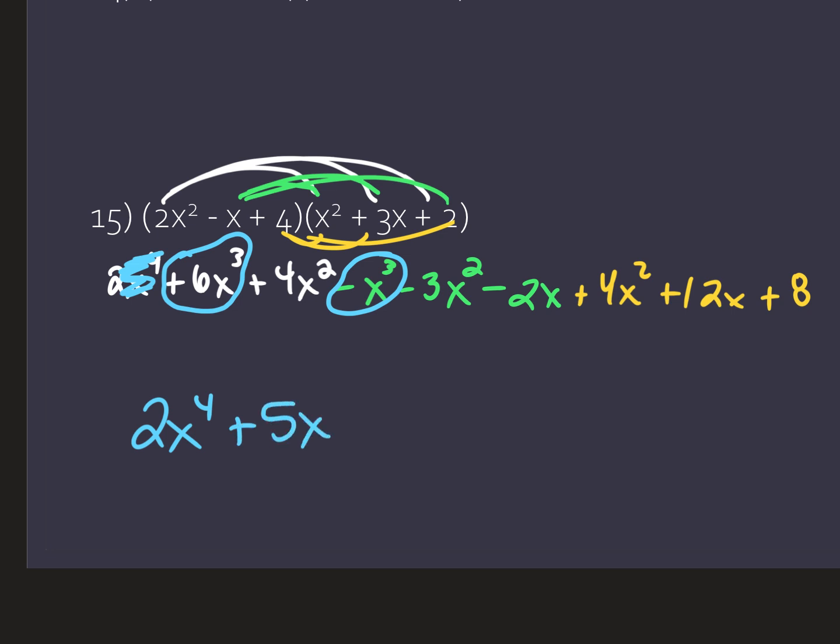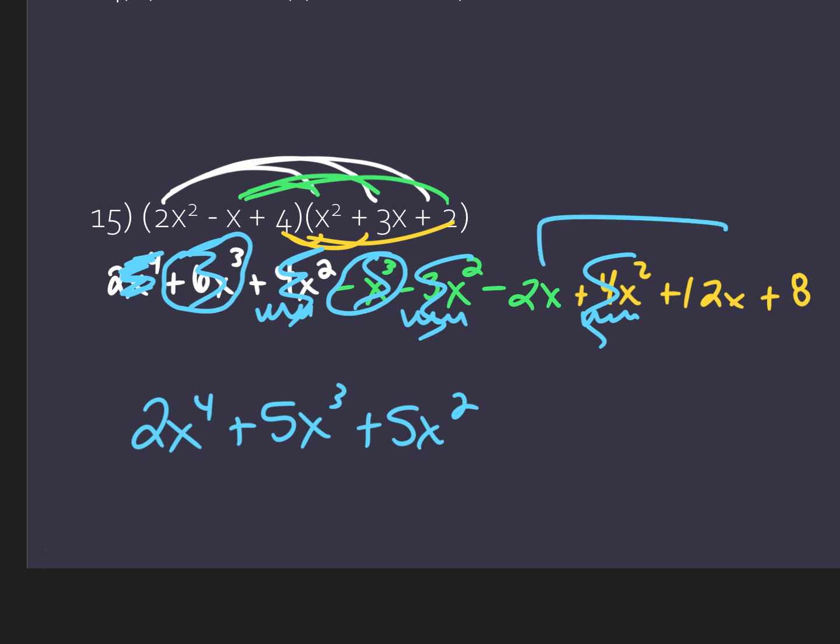Plus 5x cubed. Good. Okay, those are done. I have a positive 4x squared minus 3x squared, is what? X squared. And then I have a plus 4x squared, plus 5x squared. Good. Those are done.